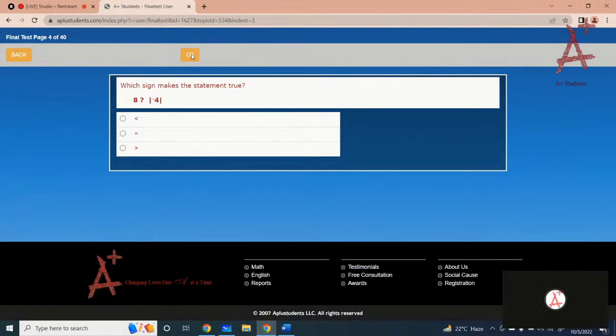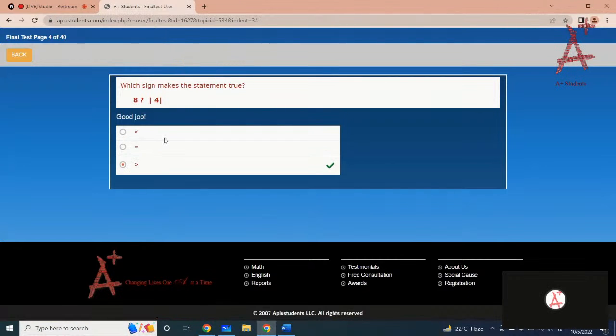Okay, which sign makes the statement true? 8 and the absolute value of negative 4. The absolute values are always positive, so you need to compare 8 and positive 4. So 8 is greater than 4 or less than 4? 8 is greater than 4. Got it? Because absolute values are always positive numbers, the absolute value of negative 4 is a positive number, but 8 is greater than 4. Got it? Very good, Elvin.